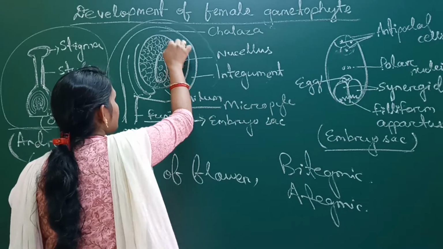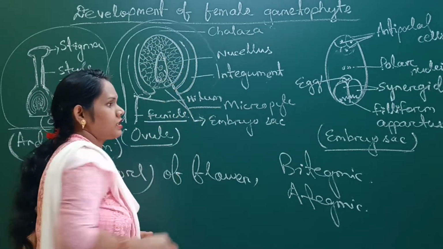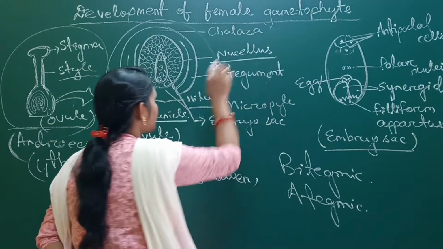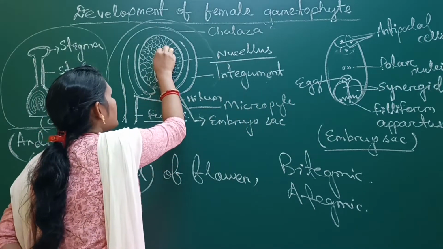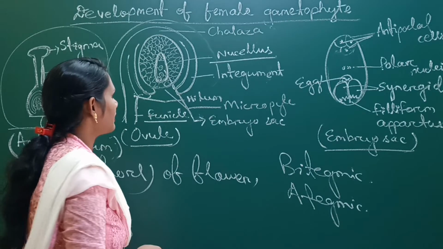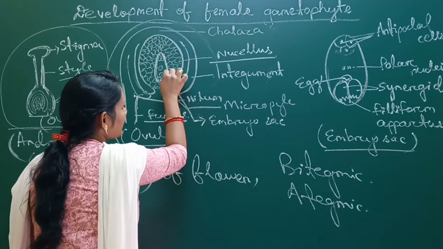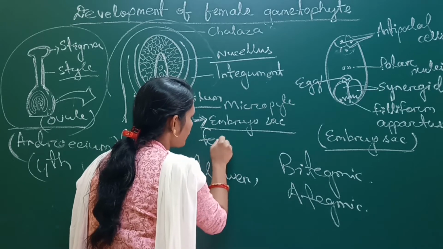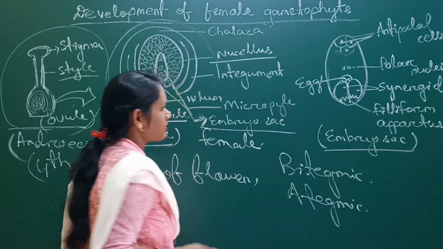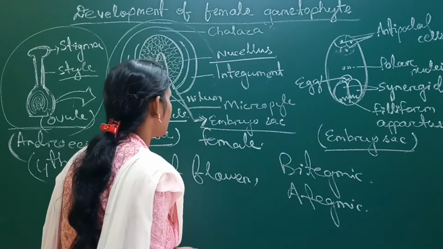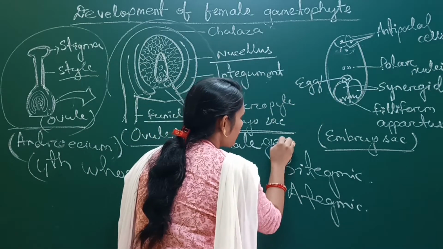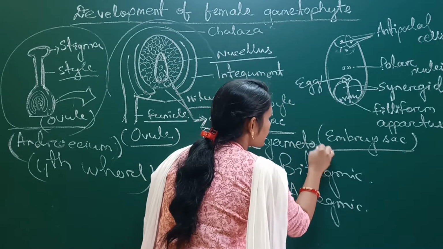and the nucellus contains a large number of diploid tissue cells, the nucellar cells, and the central large cell is called the embryo sac. It is called the embryo sac, which is the female gametophyte. The large structure present in the ovule is called the embryo sac, and it is the female gametophyte.